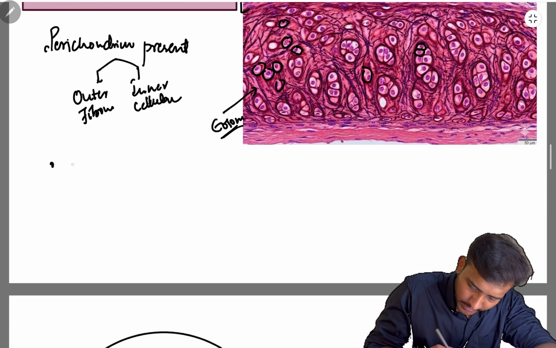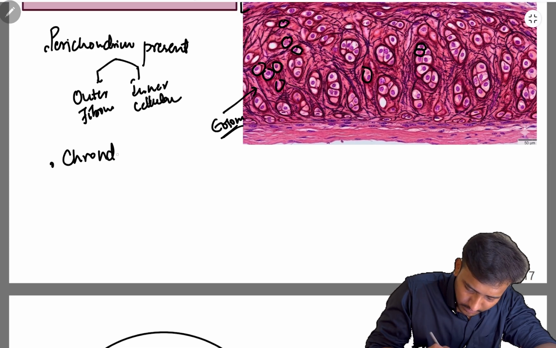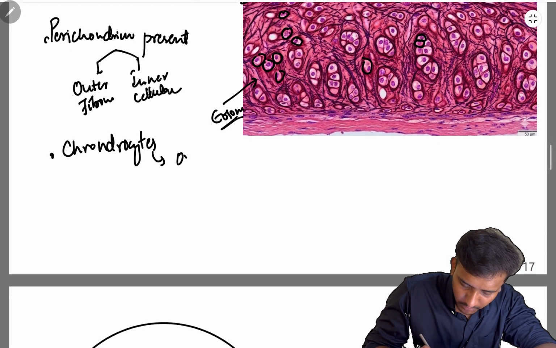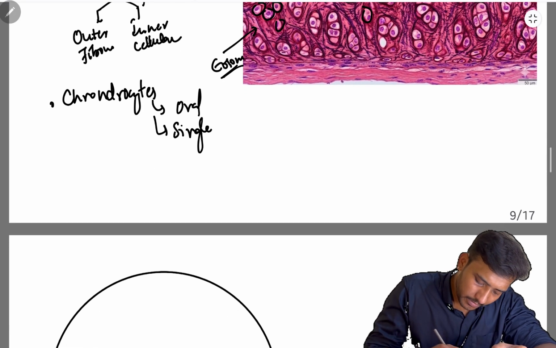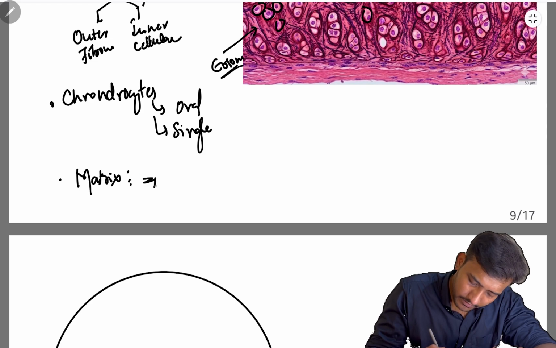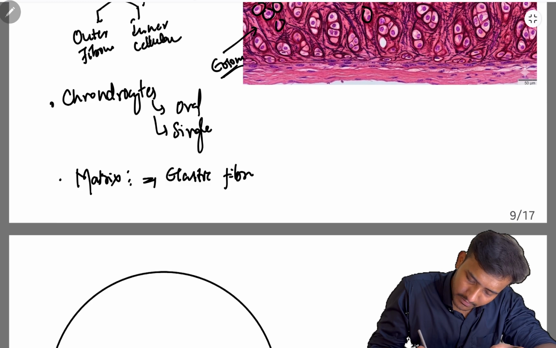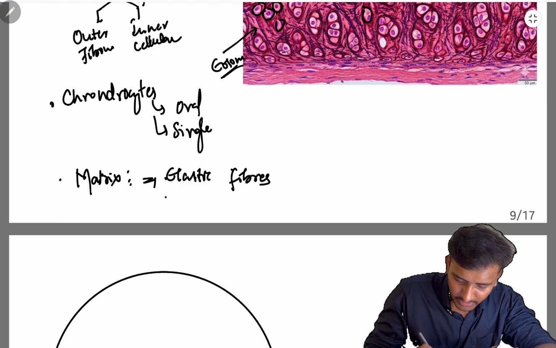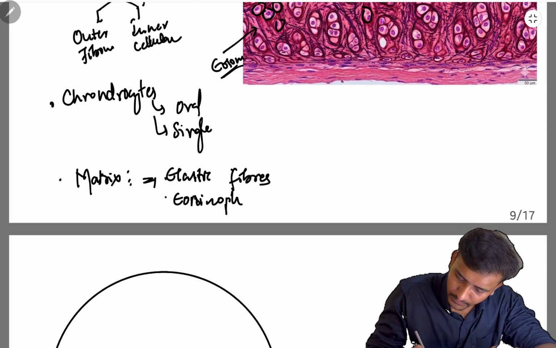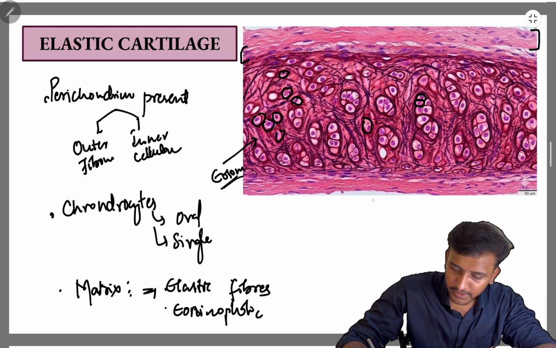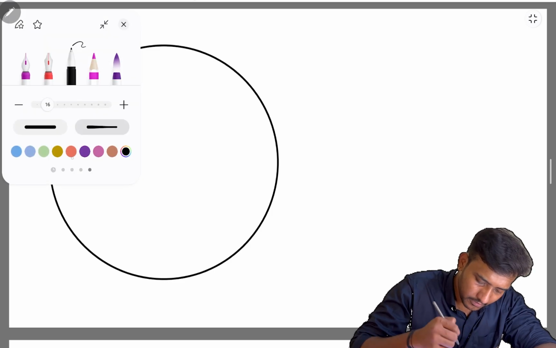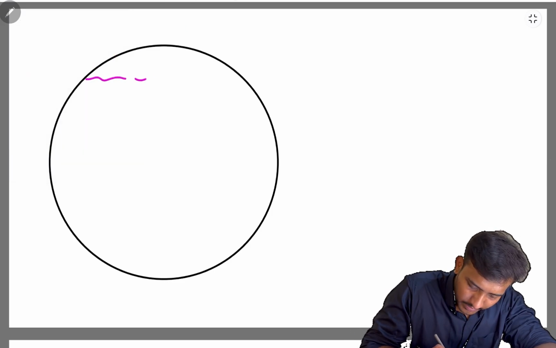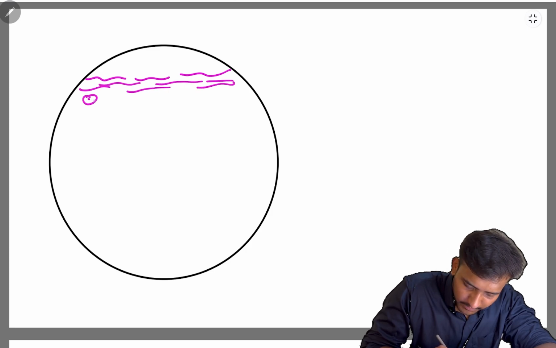Then you will have your chondrocytes. These chondrocytes are oval in shape, and they are arranged in a single manner, right? Then the matrix that you see is filled with elastic fibers, right? I told you elastic fibers will be there. They're not collagen fibers, they are elastic fibers. Apart from that, it's eosinophilic. Whenever you look at this particular histology slide, you need to identify this as elastic cartilage. Now we'll draw our own diagram for this elastic cartilage. What I told you, you'll be having perichondrium. This is your outer fibrous perichondrium, and you'll be having inner cellular perichondrium.